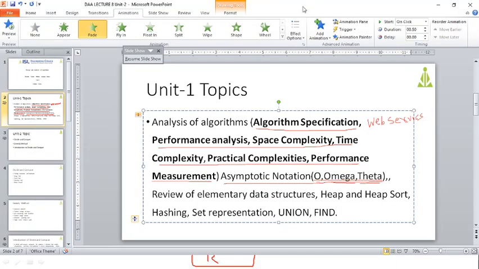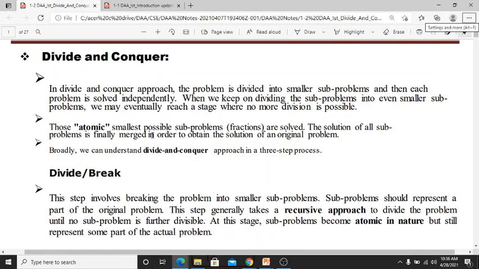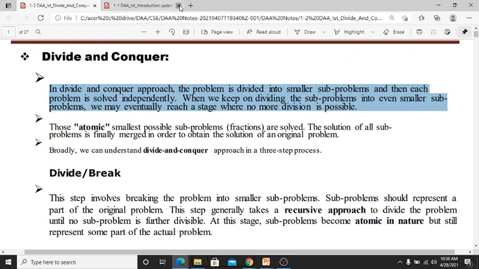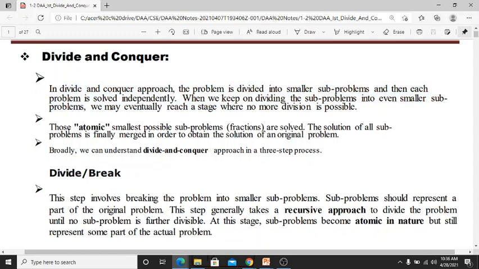Let's go here. Divide and conquer. Just now we saw this. In the divide and conquer approach, the problem is divided into smaller subproblems, and then each problem is solved independently. When we keep on dividing the subproblems into even smaller subproblems, we may eventually reach a stage where no more division is possible.